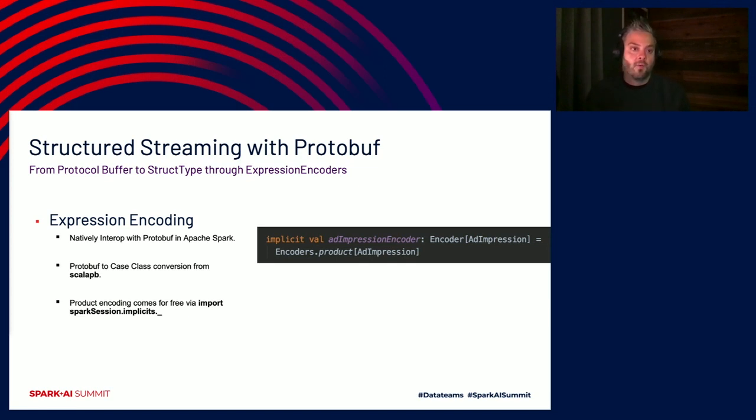So what does this get you? It gets you native interoperability with protobuf in Apache Spark through ScalaPB. And it also allows you to work directly with the data that's coming in from Kafka, from the client to the server to Kafka, and now into your actual Spark application.